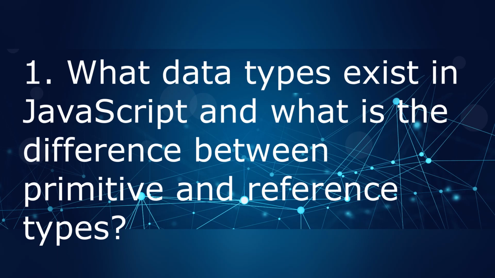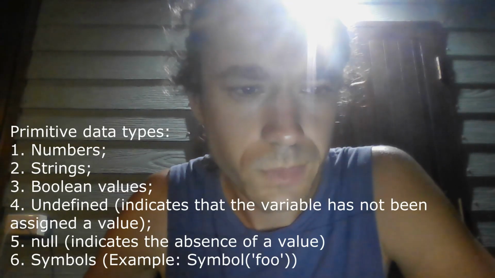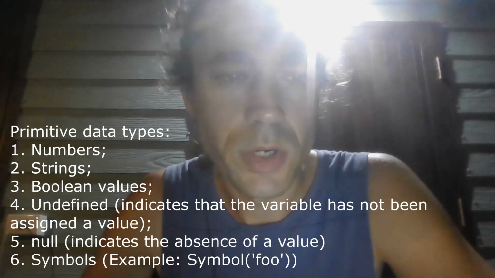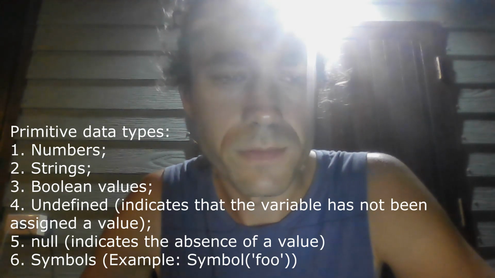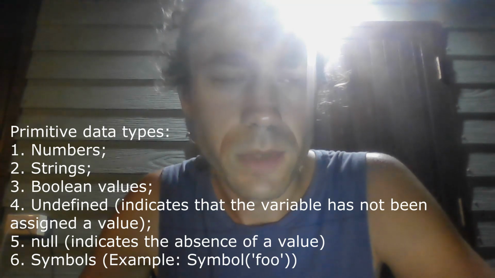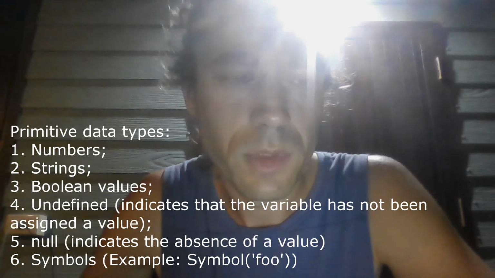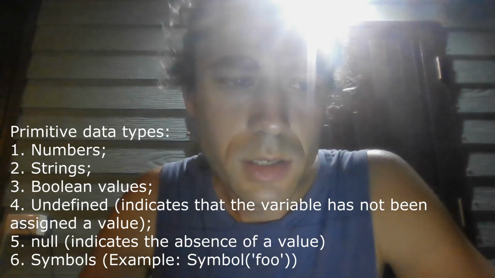What data types exist in JavaScript and what is the difference between primitive and reference types? Primitive data types: numbers, string, Boolean values, undefined indicates that the variable has not been assigned a value. Null indicates the absence of a value. Symbols. Reference data types: objects, arrays, functions.